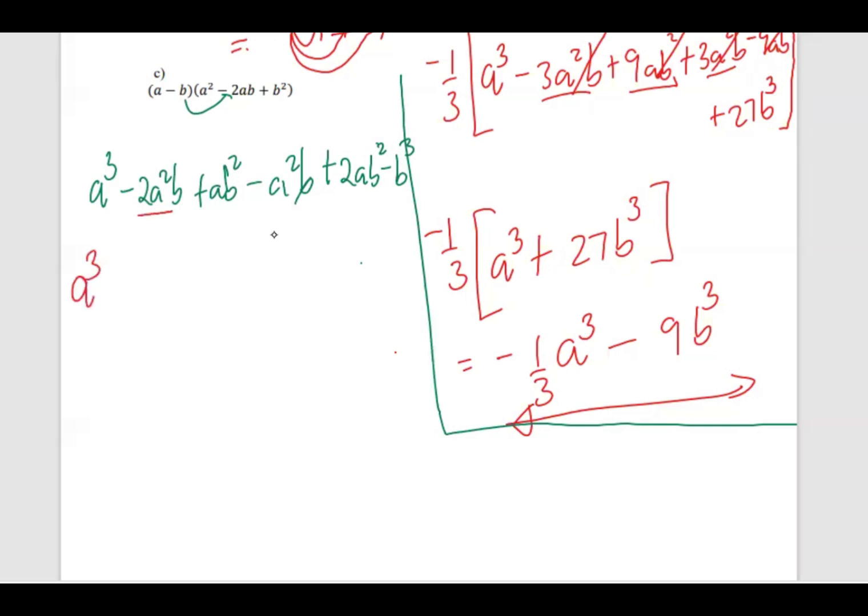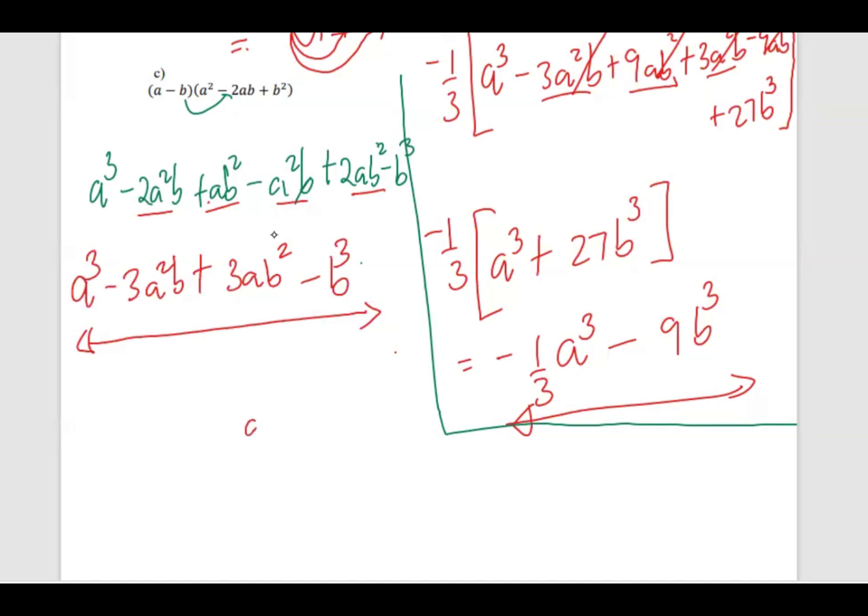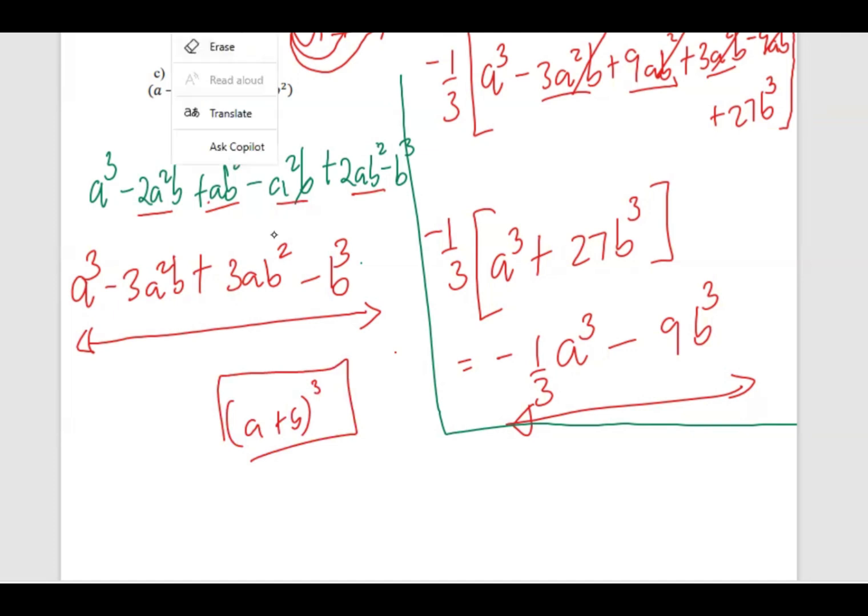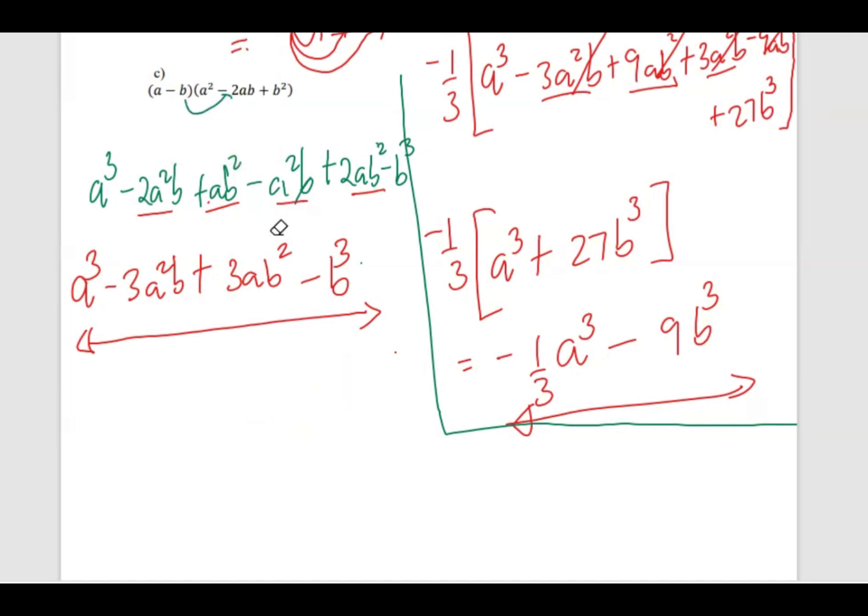This is a squared b, a squared b. Both are minus, so it's minus 3a squared b. Same applies to this. They are positive and like terms, so it's a plus 3ab squared, and then minus b cubed. So we can leave it like that. Alternatively, this could be the same as a plus b, something like cubed. But since they wanted us to open, we can just leave it at that level.